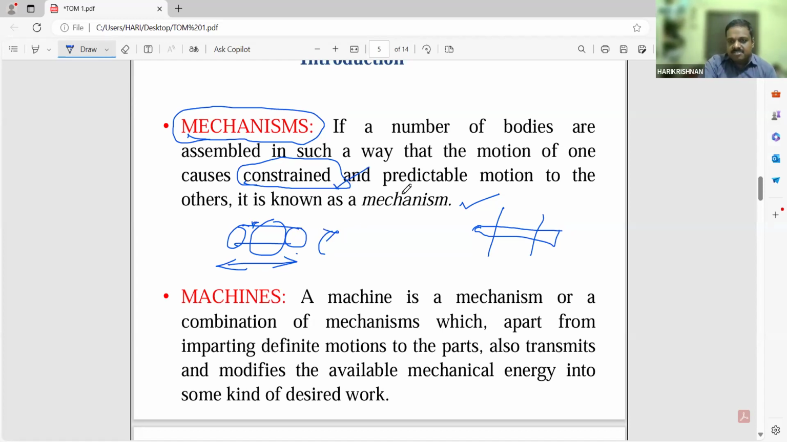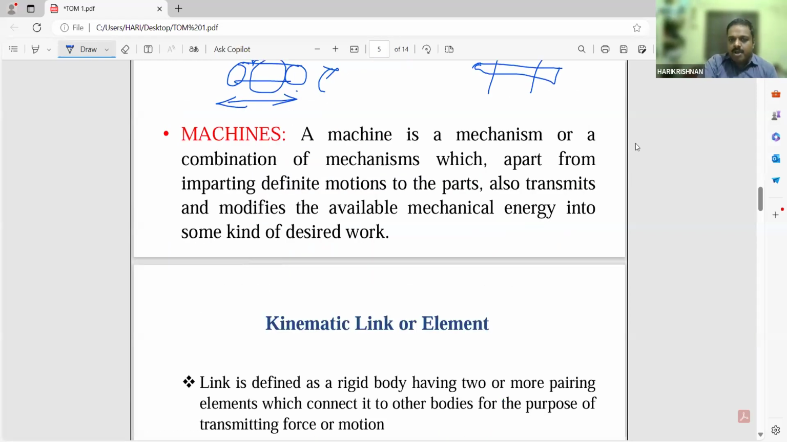Okay, that is, motion restricted to one direction or one motion comes under constrained motion. So mechanism means if a number of bodies are assembled in such a way that the motion causes constrained and predictable motion to the other, it is known as mechanism. Then a machine is a mechanism or a combination of mechanisms which, apart from imparting definite motion to the parts, also transmit and modifies available mechanical energy into some desired work.